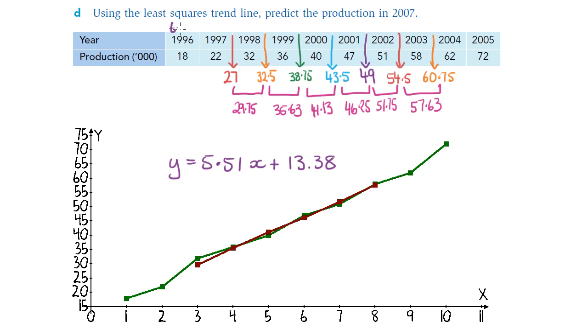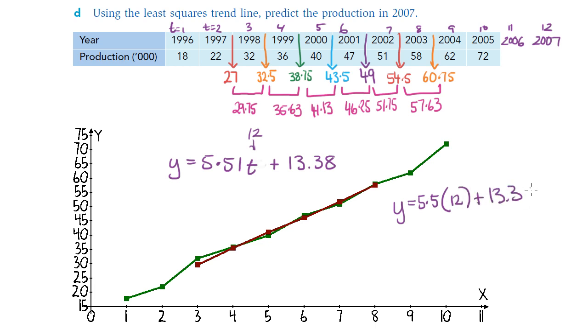So if this here was t equals 1, this was t equals 2, 3, 4, 5, 6, 7, 8, 9, and 10, 2006 will be 11, and 2007 will be 12. So what we're trying to do is use this trend line to predict when x, or t, I might just write this as t, will be 12. So I'm going to sub in 12 for that t there. So y equals 5.5 times 12 plus 13.38.